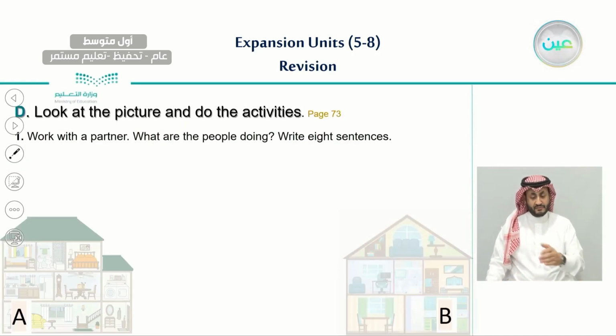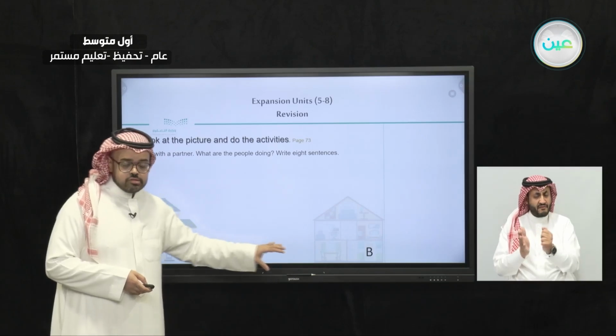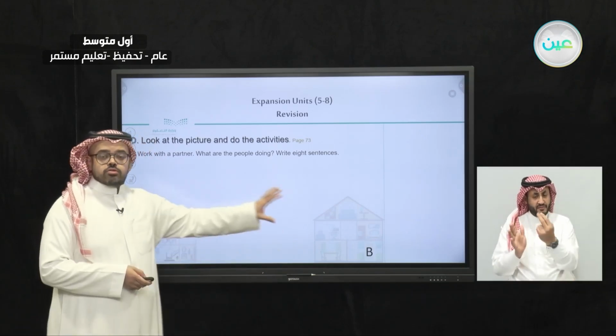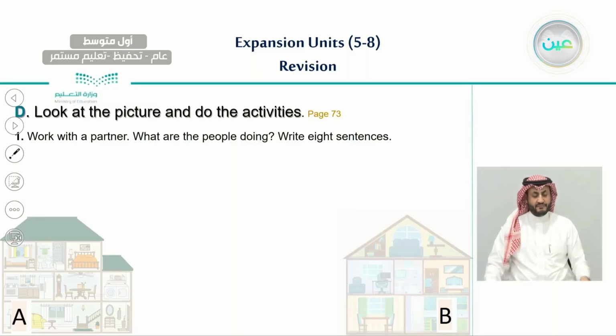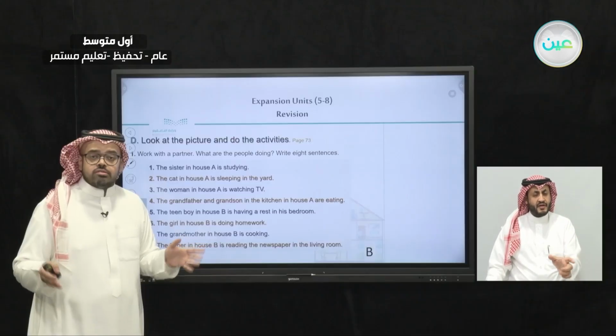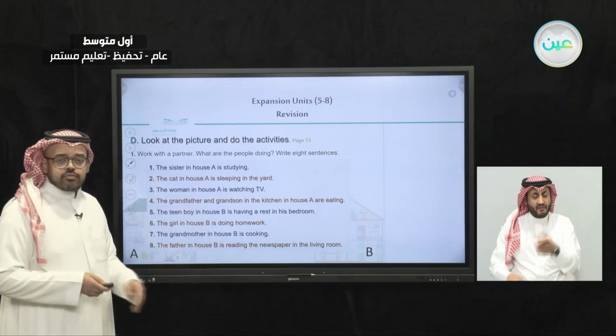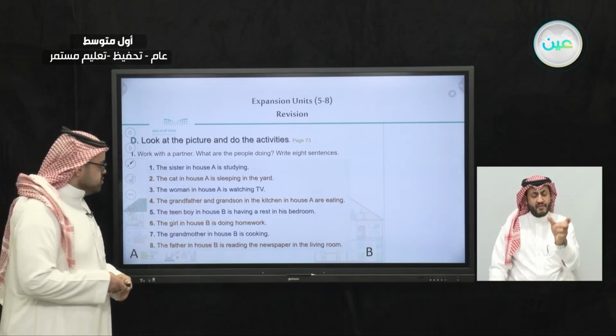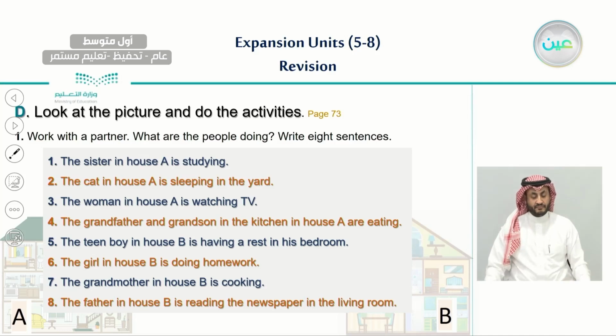And also another interesting exercise, which is on page 73. We have two open houses like these, house number A and house number B, and we have different questions about them. The first one was to tell us what the people are doing and write 8 sentences. And here we have written a couple of sentences. For example, the sister in house A is studying. And number 5, the teen boy in house B is having a rest in his bedroom.